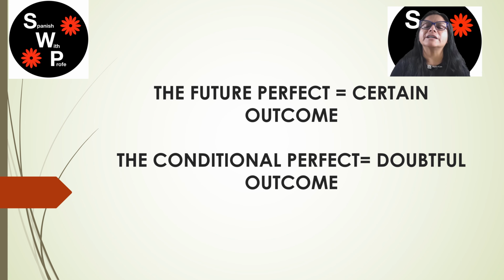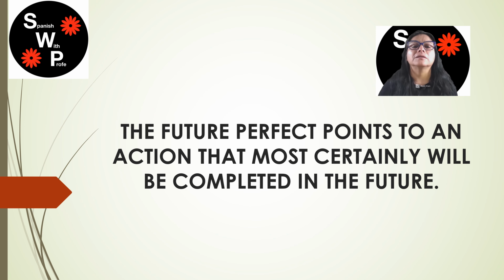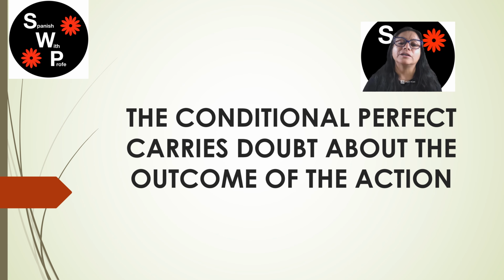The future perfect equals a certain outcome. You're positive about that. The conditional perfect is a doubtful outcome. You're not sure about what will happen with that. The future perfect points to an action that most certainly will be completed in the future, while the conditional perfect carries doubt about the outcome of the action.